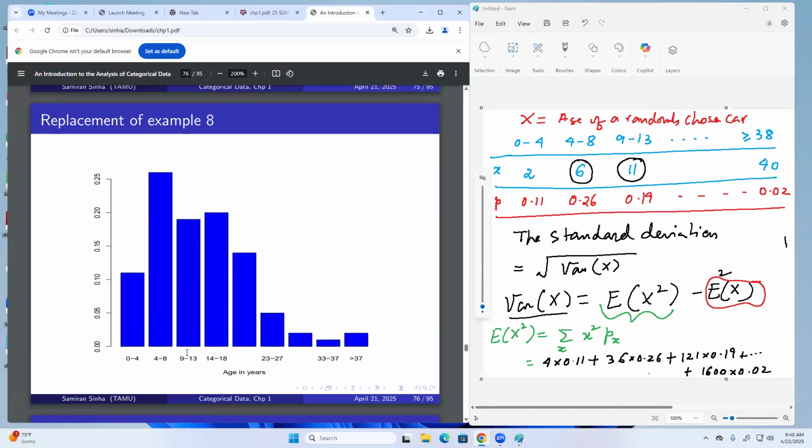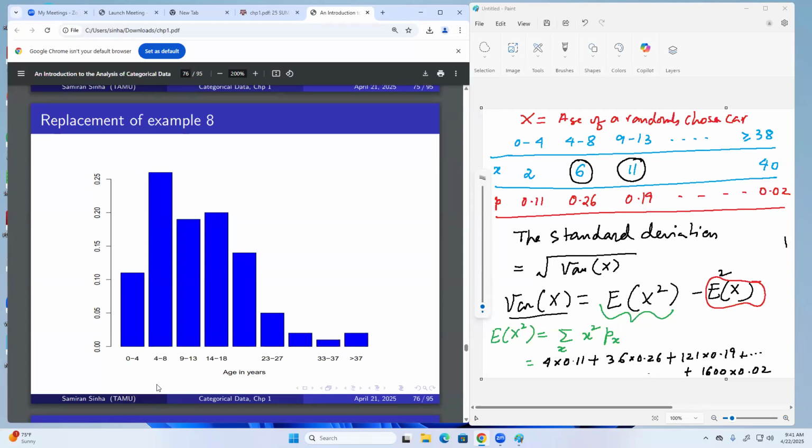Now, if I ask you what is the mode of the distribution, mode means where maximum frequency occurs. You can say the mode is between 4 and 8 years because that is where you have the maximum frequency. Now, you don't have the frequency, you have the probability. Maximum probability. So at least know where the mode is located. So the mode is somewhere between 4 to 8 years.